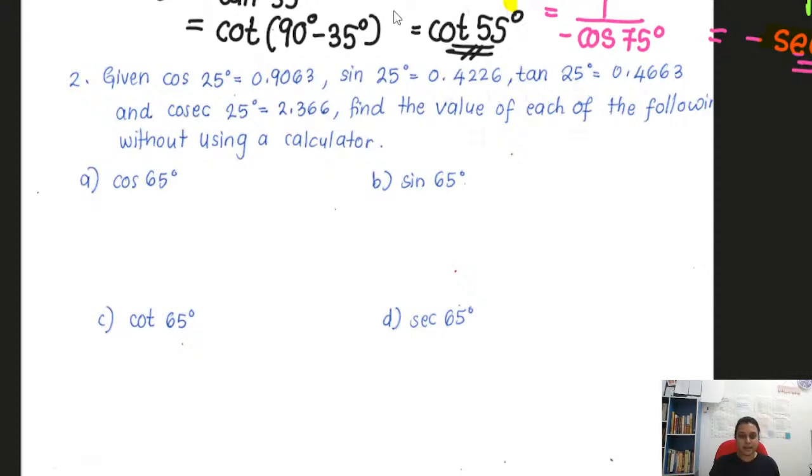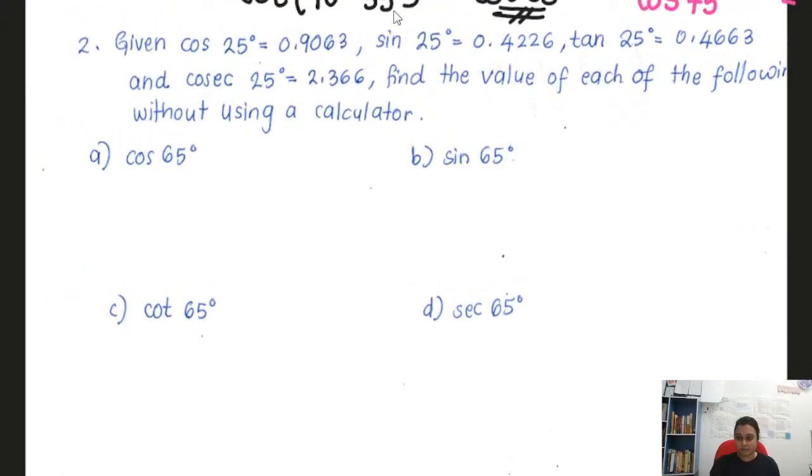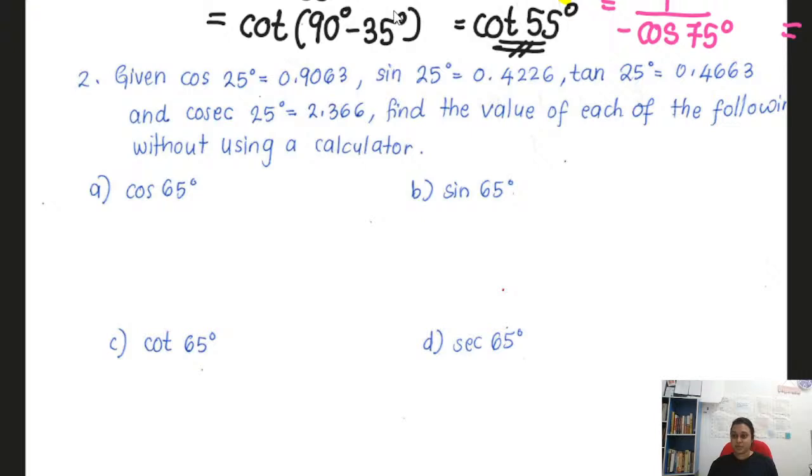So let's look at number 2. Okay, number 2. We have here cos diberi. Okay, this one all is diberi. Whenever soalan give, beri, kita perlu guna. We must use what they give us. Okay, cos, sine, tangent, cosecant. Okay, find the value of the following without using calculator.